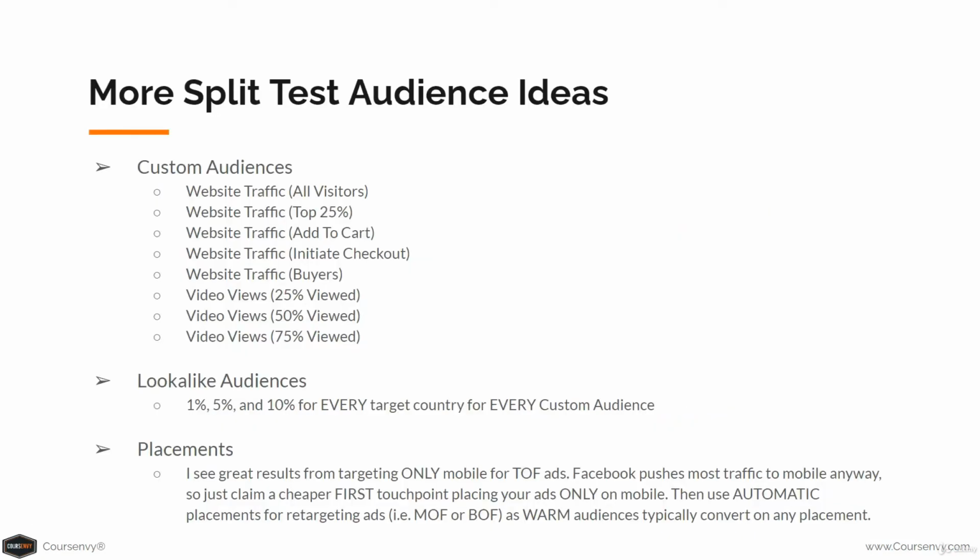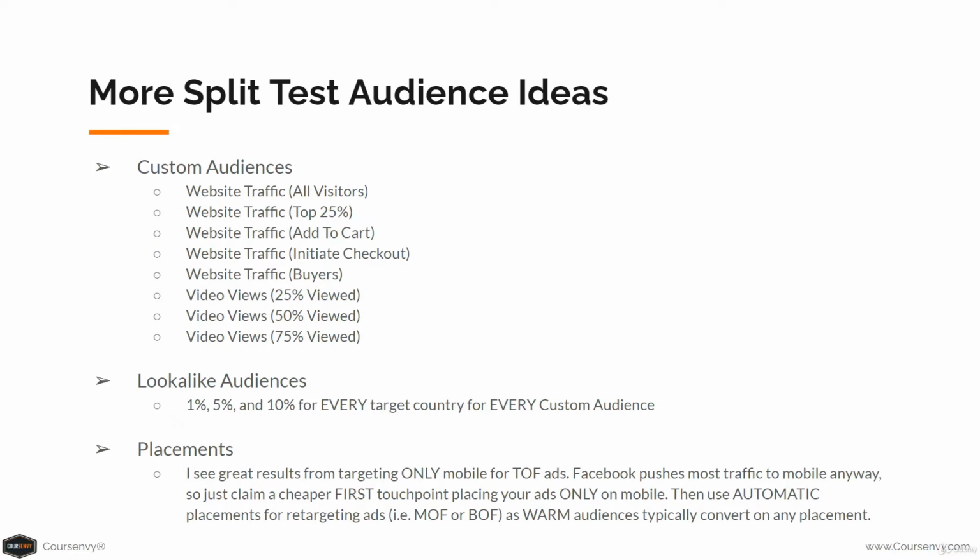So more split test audience ideas include custom audiences. You can target all your website traffic, your top 25% traffic, add to cart, initiate checkout, your past buyers, people who have watched your videos. You can also target lookalike audiences. I'll target a 1%, a 5%, and a 10% for every target country for every one of my custom audiences. I do see the best results from the 1% lookalike though.